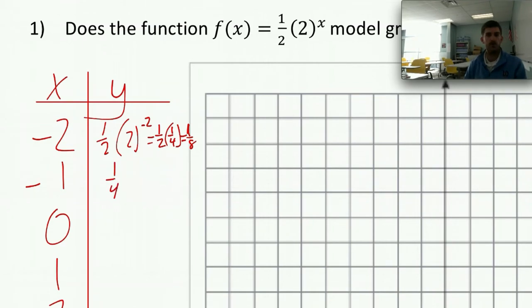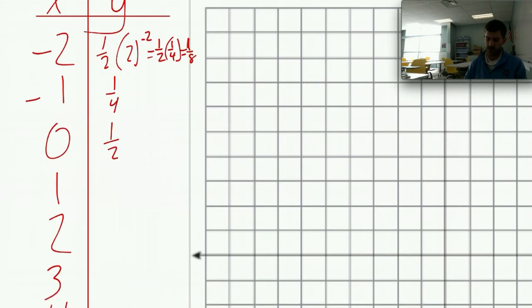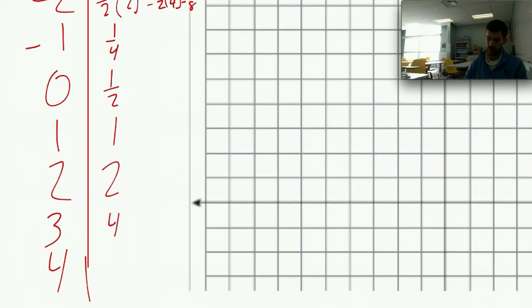Similarly, if you were to plug in -1, you'd end up with 1/4. Plugging in 0, you'd have 1/2 times 2 to the 0, so 1/2 times 1, you'd end up with just 1/2. Plugging in 1, in this case, you'd end up with 1. Plugging in 2, 2. Plugging in 3, you'd end up with 4. And plugging in 4, you'd end up with 8.